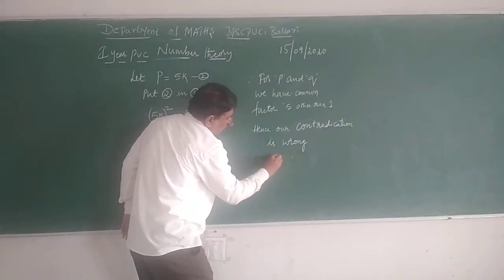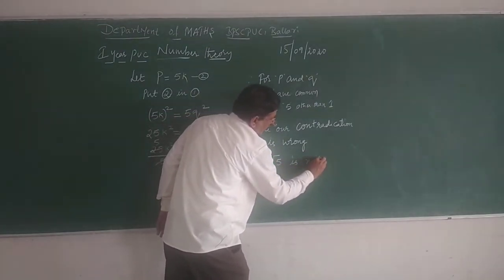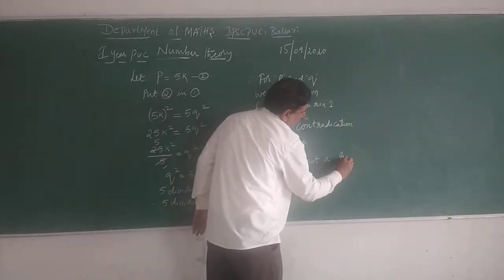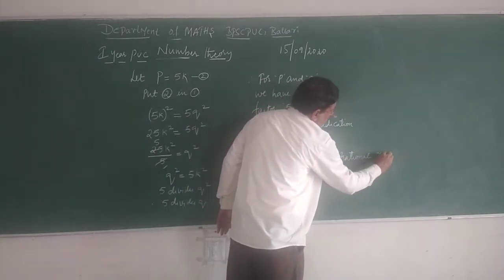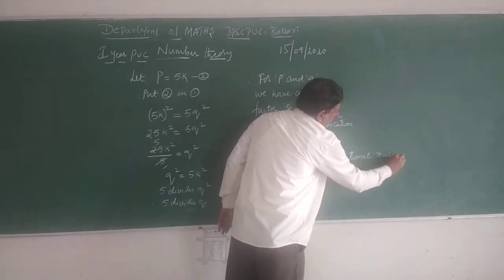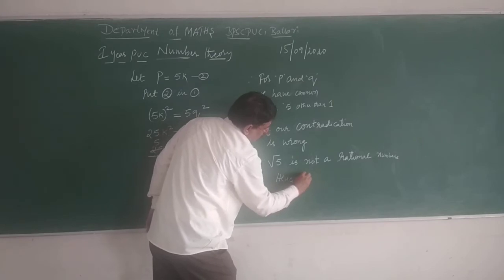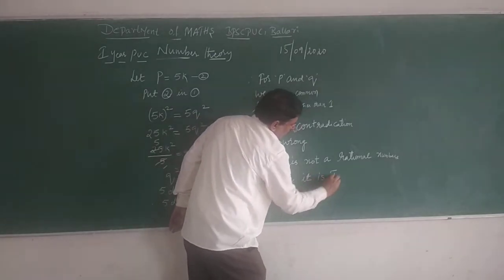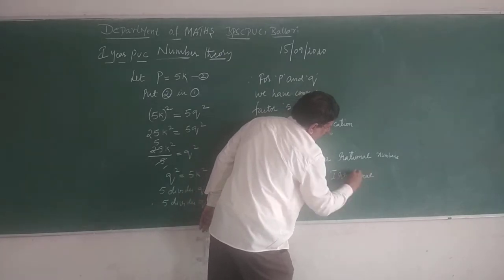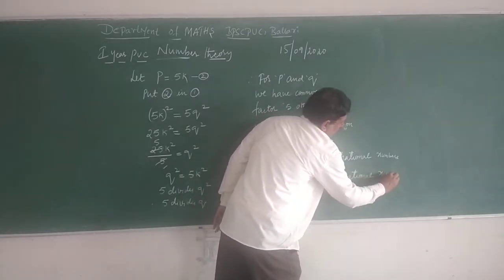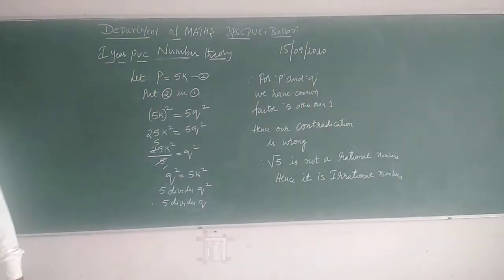Therefore, root 5 is not a rational number. Hence, it is an irrational number. Yes, please note down.